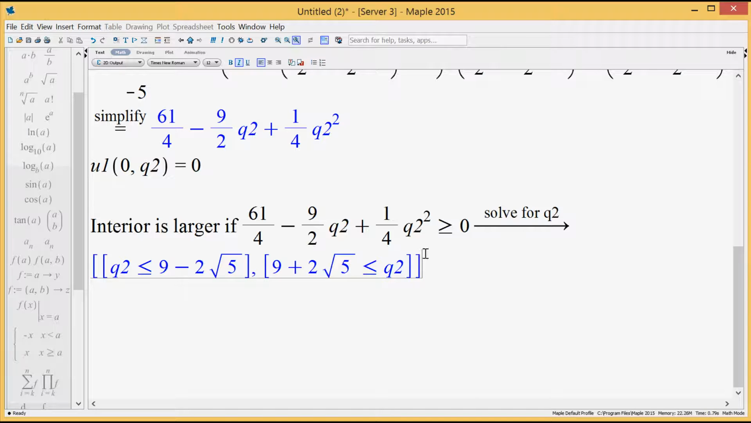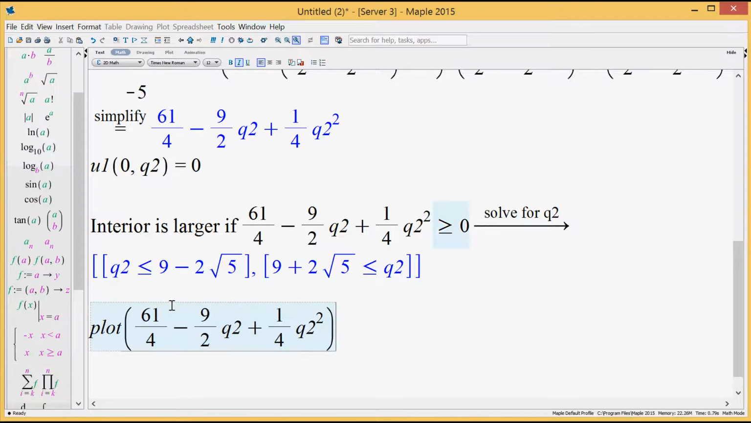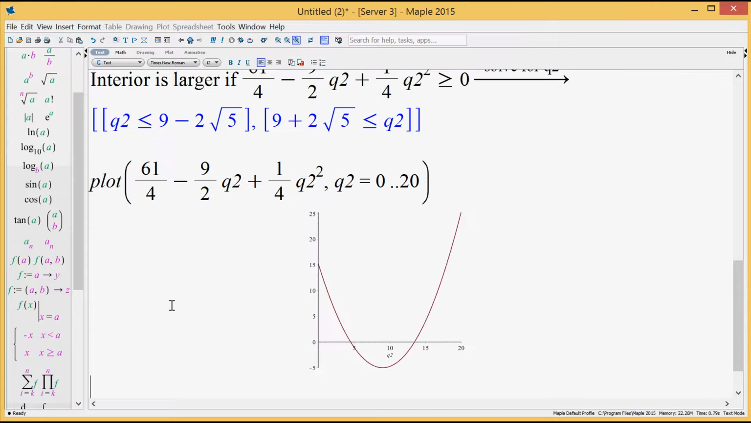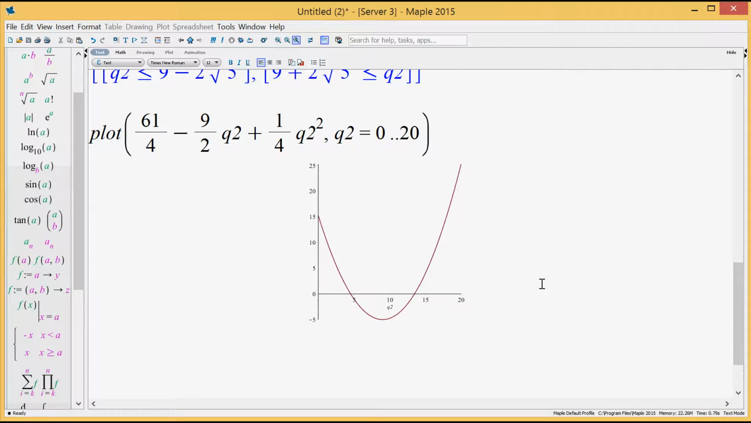Maybe the best way to do this is to draw it so that you can see what's going on. So plot this, and say I need a domain, so say it's from 0 to 20, then it works. So when it's smaller than this number, probably 9 minus 2 square root 5 stuff, or larger than this, which is 9 plus 2 square root 5 stuff, in these two areas this thing is positive. So the interior is larger there. Sorry, I said it wrong. It's boundary if it doesn't happen, otherwise.